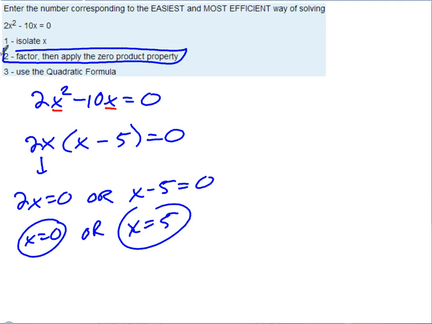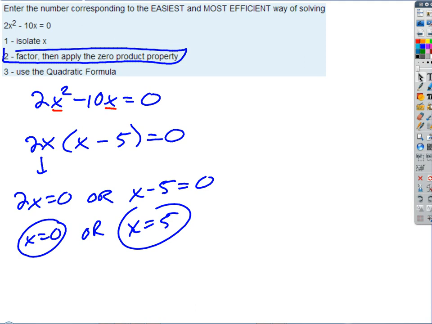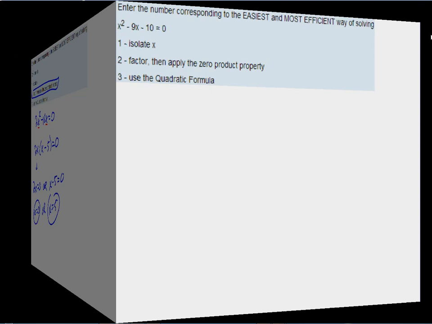Of the other two, actually the first one wouldn't work, but the quadratic formula would. It's just a lot harder. You have to go through that whole formula, right? And factoring is much easier. Questions on that? No. Okay, what about this guy?